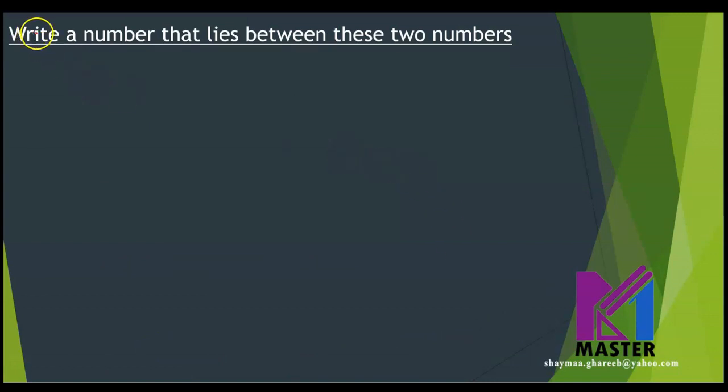Now, look at this question. Write a number that lies between these two numbers. This is the first number, 4 and 7/10 and 4 and 9/10. Of course, it's so clear that a number between them is 4 and 8/10. This is 7/10 and this is 9/10. So the number between them is 4 and 8/10. Now look at these two numbers. 6 and 23 hundredths, 6 and 25 hundredths. So of course between 23 and 25 there is 24. So I can write 6 and 24 hundredths.